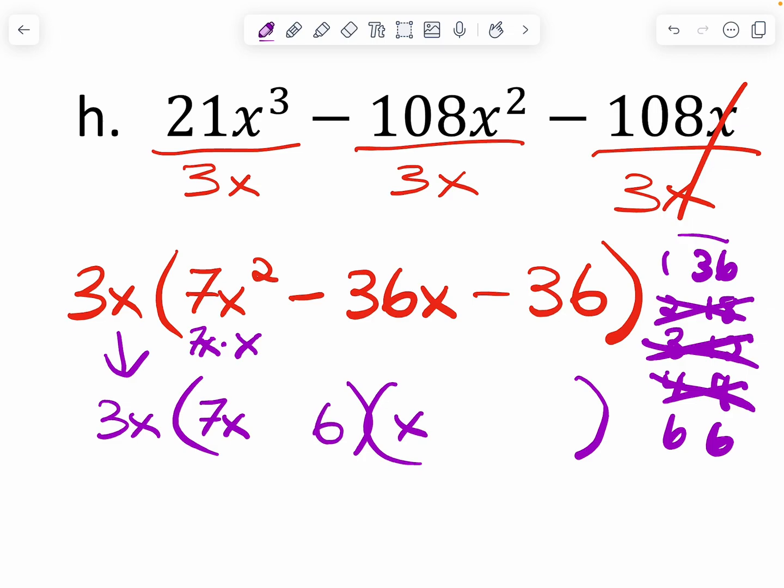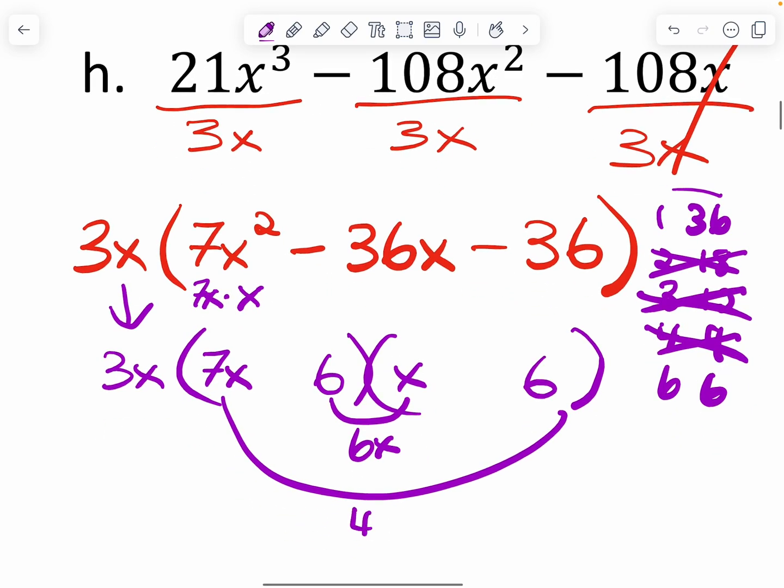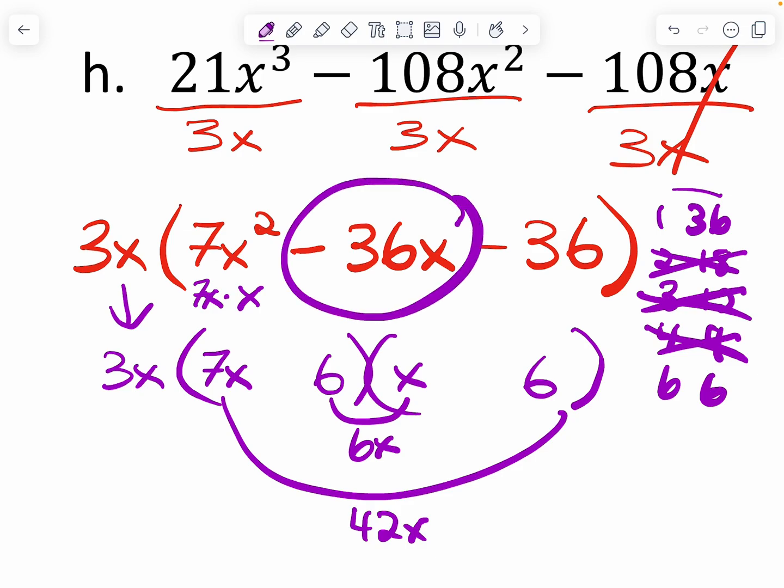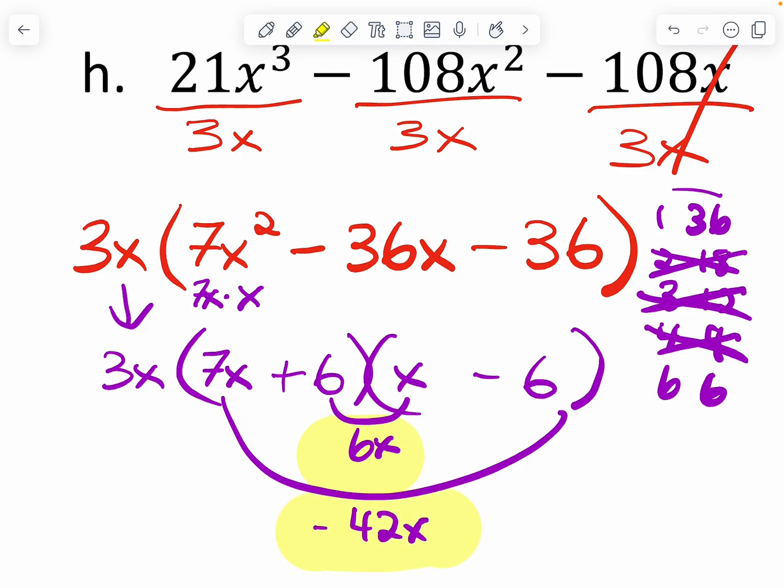So if I have 6 and 6 here, 6 times x is 6x. 7 times 6 is 42x. And now I'm like, well, if one of those is negative, I think I could potentially make this. I need more negatives than positives to make negative 36, so I need a negative 42x, and I need a positive 6x. And now when I add these two together, positive 6 plus negative 42, that does make negative 36.